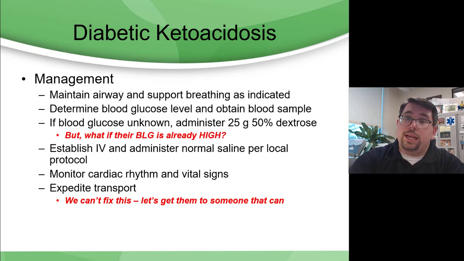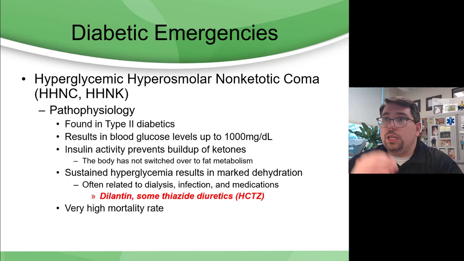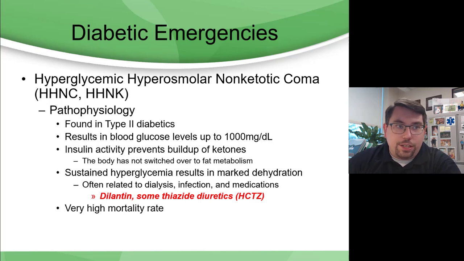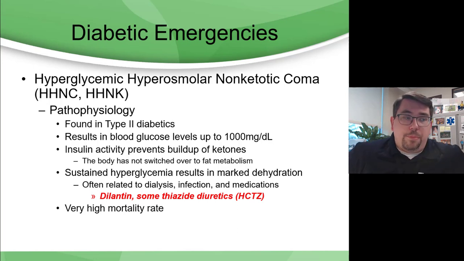Now here's that HHNKS or HHNC, or now referred to in your current textbooks as HHS. The biggest thing that you're going to be looking at here is we know that with HHS, it's found predominantly in those who have type 2 diabetes. This is again referred to as hyperosmolar hyperglycemic state.